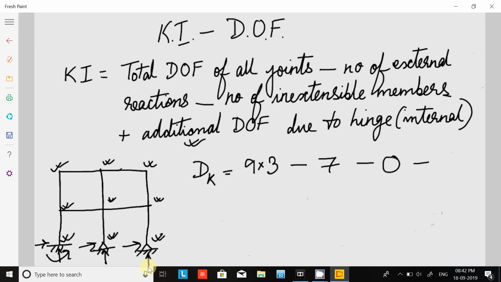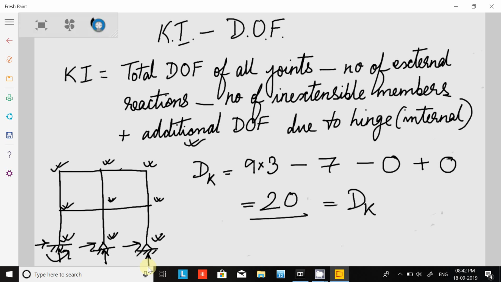Okay, plus additional degree of freedom due to, is there any internal hinge here? There is no internal hinge, so it doesn't matter. So ultimately it becomes how much? 20. So this is the way of calculating this kinematic indeterminacy.